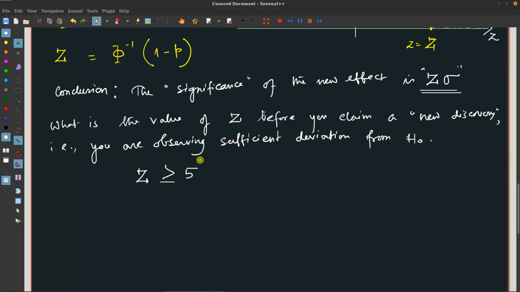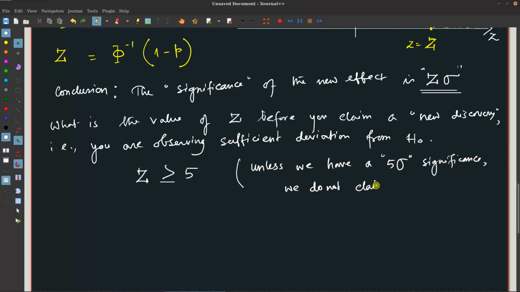That is, unless we have a 5 sigma significance, we do not claim a discovery. It's a very conservative estimate. I'll show you examples. That's why I opened that note there.